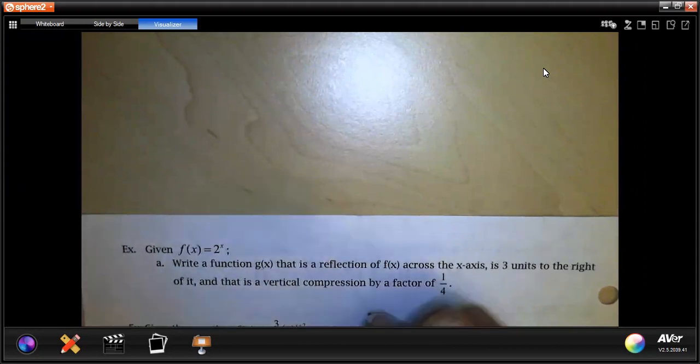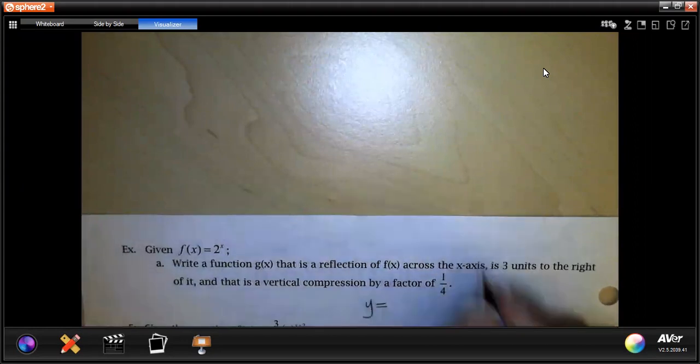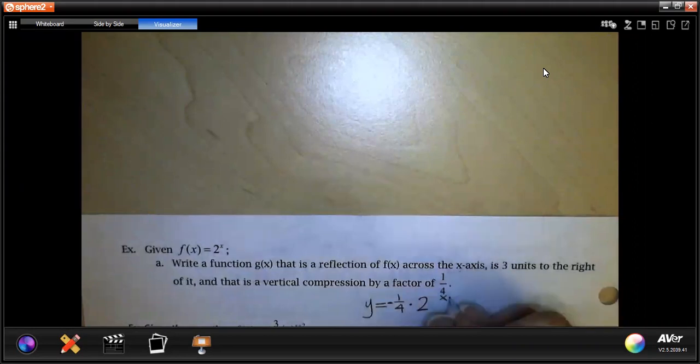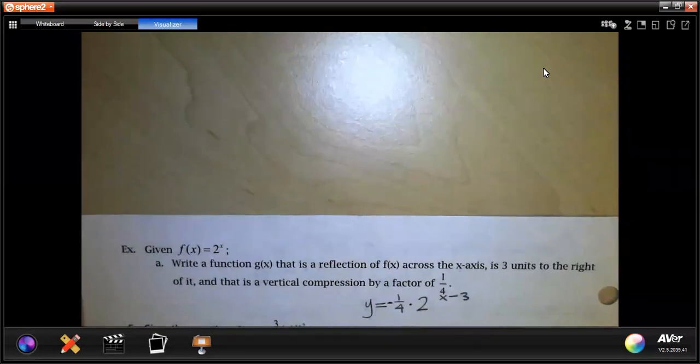All right, so when we start writing this equation, we want to have 2 to the x power. That's our parent function. Now to get it to compress by 1/4, I know I need to multiply this times 1/4 in the front. That's a vertical compression. To get it to reflect across the x-axis, I need that to be negative up here. That's what does the reflection across the x-axis. And to get it to move to the right 3, I know up on top here in the exponent, I need the x minus 3. So this goes to the right 3, vertical compression by 1/4, and a reflection across the x-axis. So you want to work backwards from those transformations.